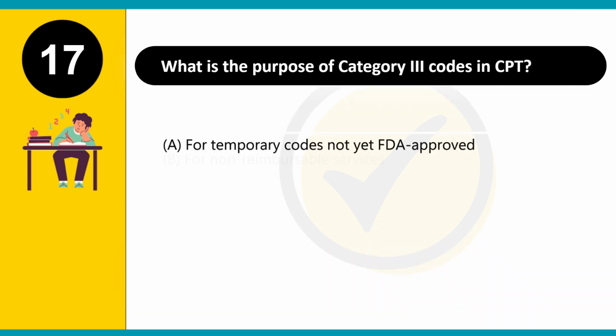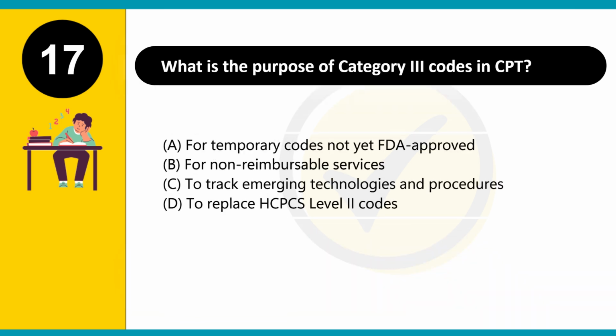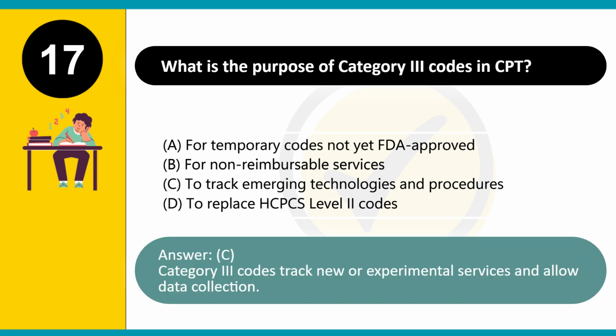What is the purpose of Category 3 codes in CPT? A. For temporary codes not yet FDA approved. B. For non-reimbursable services. C. To track emerging technologies and procedures. D. To replace HCPCS Level 2 codes. Answer: C. Category 3 codes track new or experimental services and allow data collection.